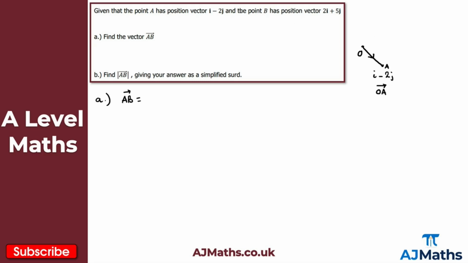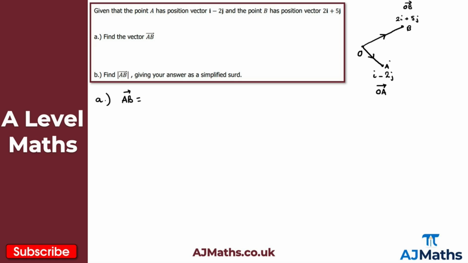Now we do the same here with the point B. That's position vector of 2i plus 5j. That would be, say, here. Okay, it doesn't have to be a perfect diagram, but just kind of help illustrate the idea. It looks something like this. That's 2i plus 5j. Okay, and that's for B there. This would be the vector OB.